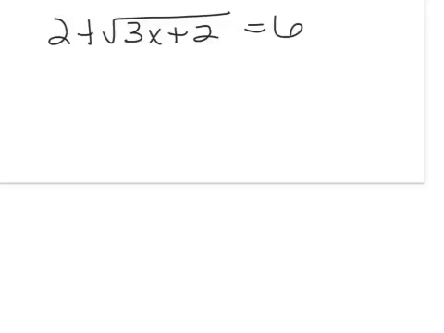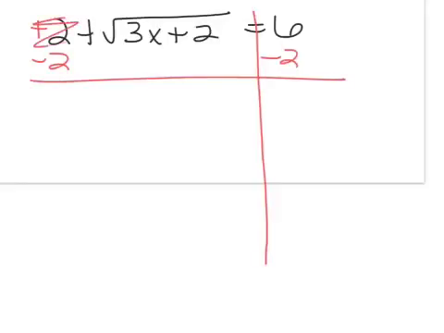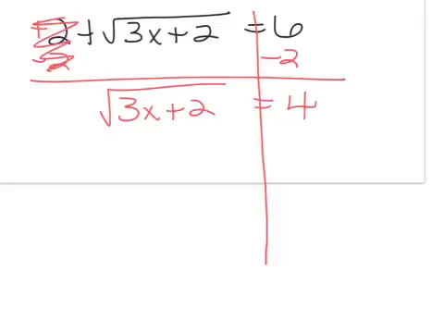Alright, the next example, again, follow your steps. The first one is to isolate the radical, so to get the square root by itself. Again, I need to move this positive 2. I'm going to do that by subtracting. So I'll have the square root of 3x plus 2 equals 4.